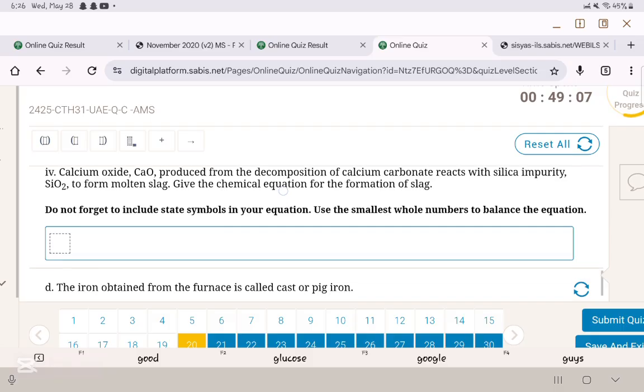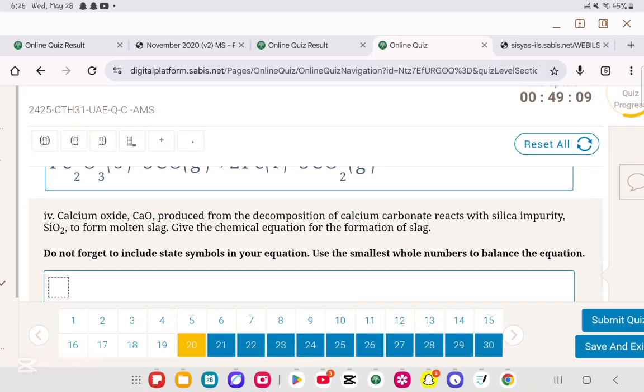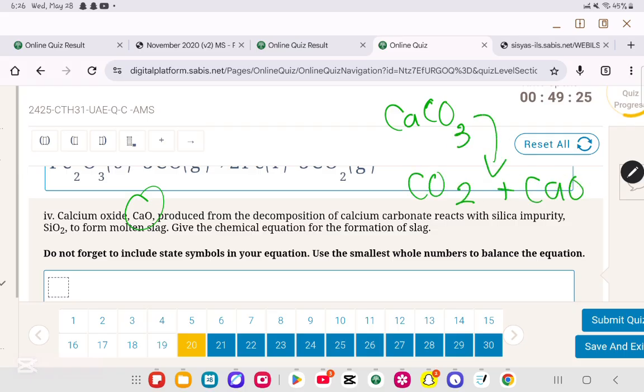Now, the final thing is calcium oxide, CaO, will react. Calcium oxide is produced from the calcium carbonate, which is CaCO3. It will decompose to form carbon dioxide and calcium oxide. So this is how we found the calcium oxide.